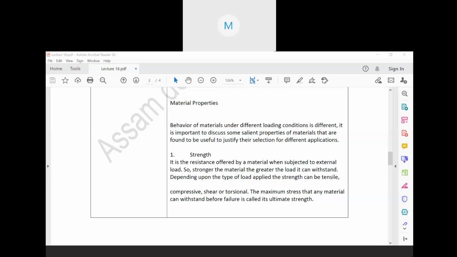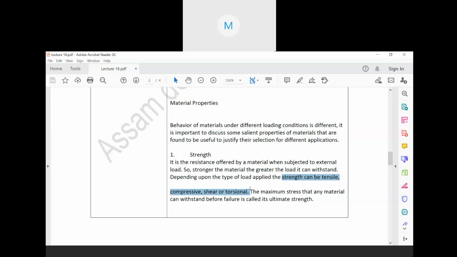Suppose I'm giving an example of steel and plastic. In steel and plastic, there is a difference in strength, right? So for a given amount of load, a plastic will break more easily than steel. That is known as the strength. Now the strength can be tensile, compressive, shear, or torsional. You all know tensile and compressive. We discussed it before.